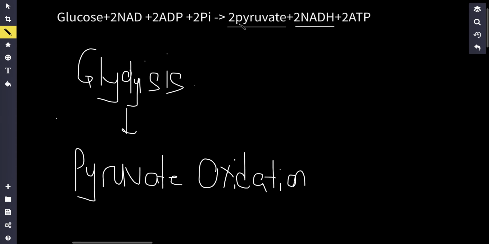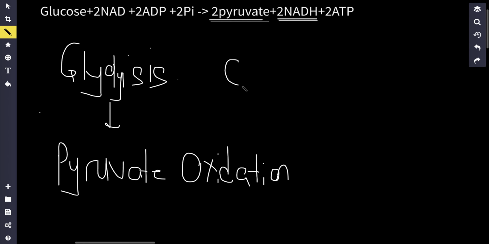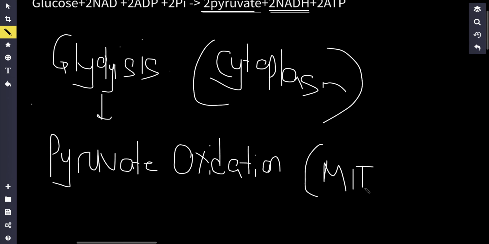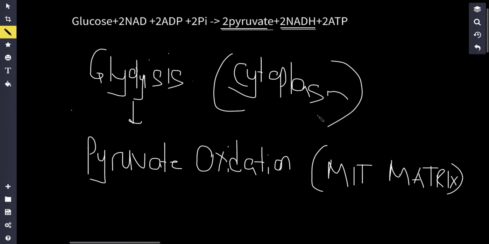So for glycolysis, remember, we form 2 pyruvate, 2 NADH, and a net gain of 2 ATP. Now after glycolysis is something known as pyruvate oxidation. There is a problem though. Glycolysis occurs in the cytoplasm. However, pyruvate oxidation occurs in the mitochondrial matrix. So those are 2 different locations, meaning that we're going to need to transport stuff.